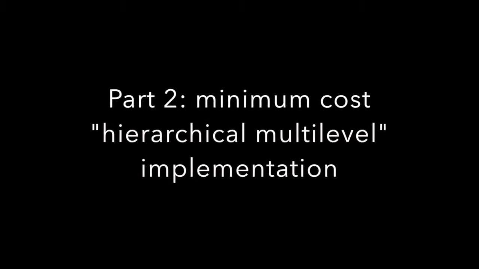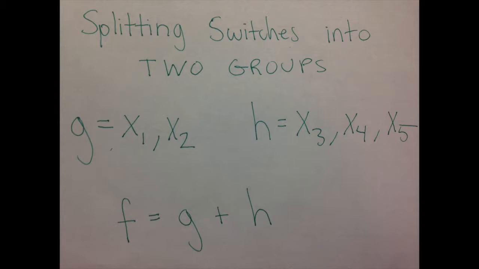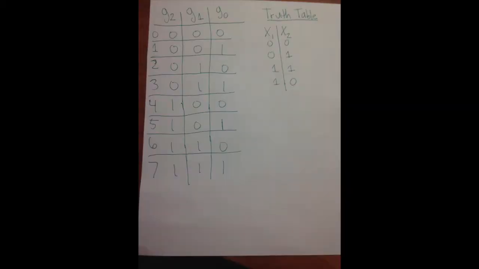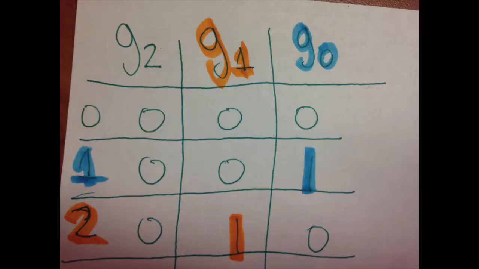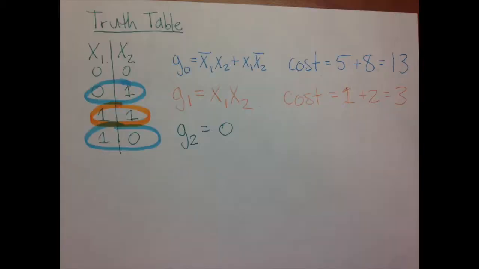Part 2 splits the 5 switches into a set of 2 and a set of 3 switches, which will be added together to display the LED lights. Here is a truth table for the first and second switch, where G represents the binary number. G0 will be the SOP expression for when one of the 2 switches is on, and G1 will be the expression for when both switches are on.